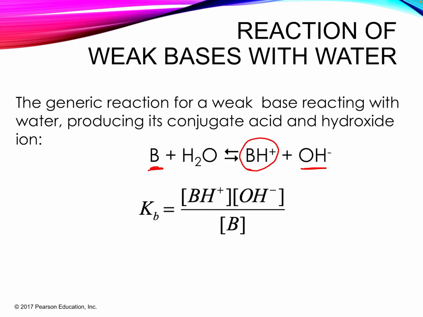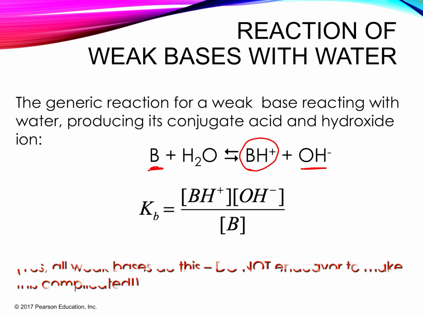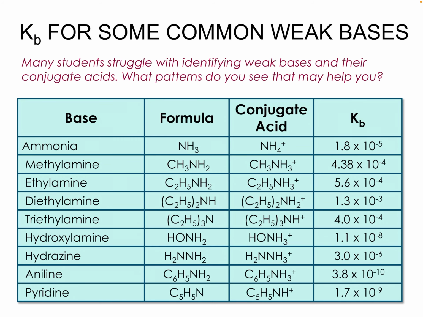So our Kb values will always be our conjugate acid times our hydroxide over our base. And people tend to struggle a little more with this weak base. People are usually pretty good with writing the weak acid reactions because you're just going to take off a hydrogen. And for some reason, people struggle with it so much more when we are adding a hydrogen on. I'm not really sure, but all weak bases do this exact same thing. Don't try and make it hard. Just go with it. So here's some weak bases.